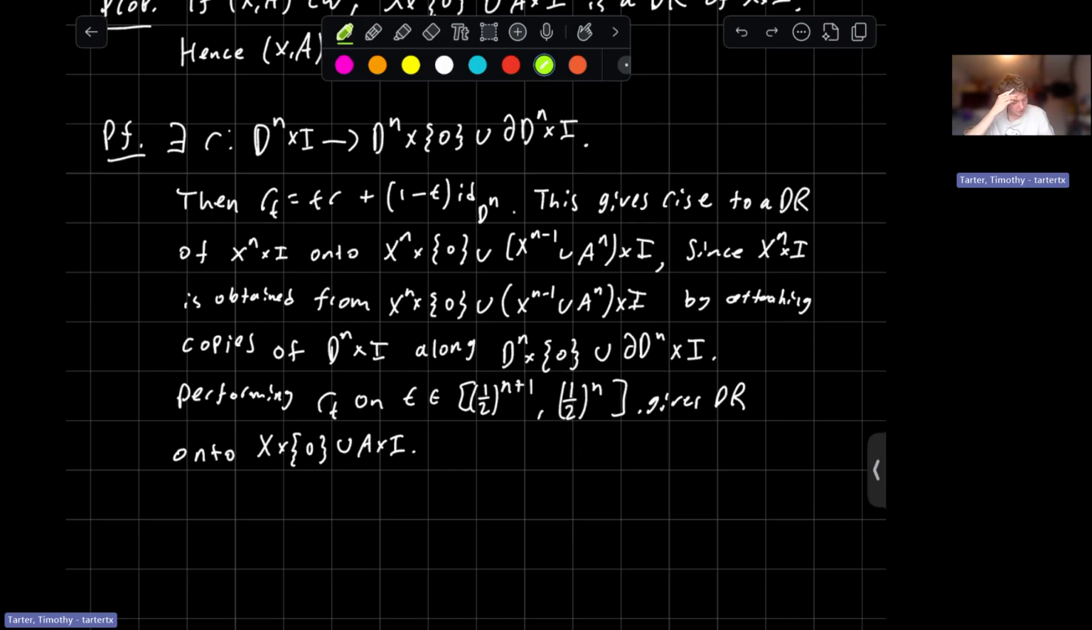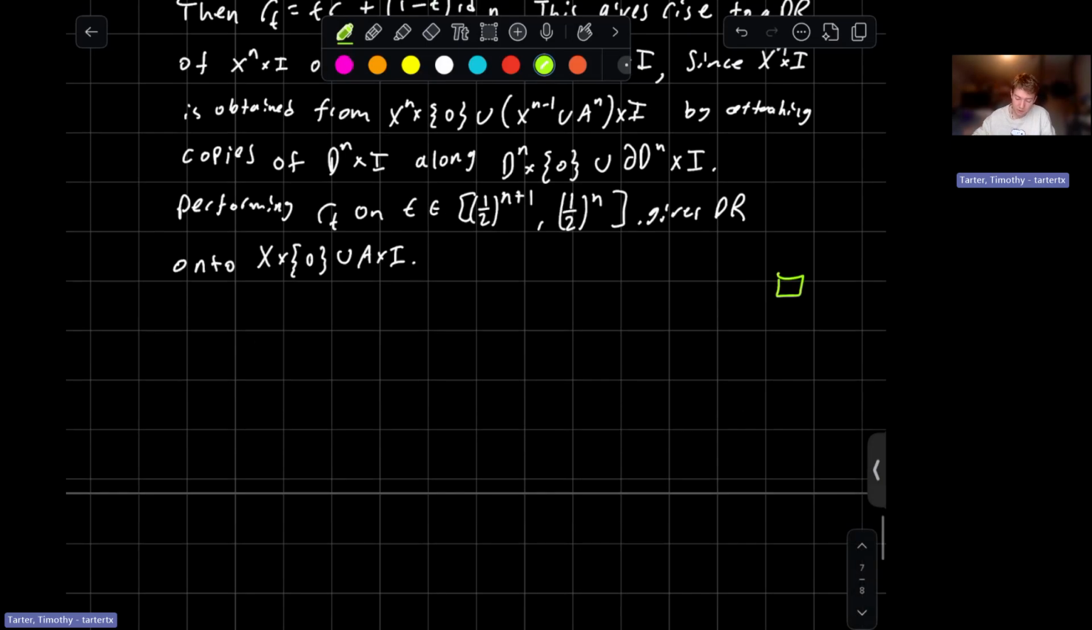There's no problem with continuity of this deformation retraction since it's continuous on X^n cross I. Yeah, okay. Interesting. That's going to take some adjusting too.